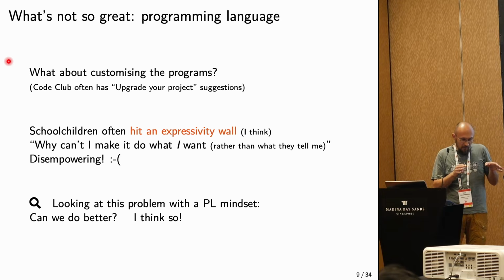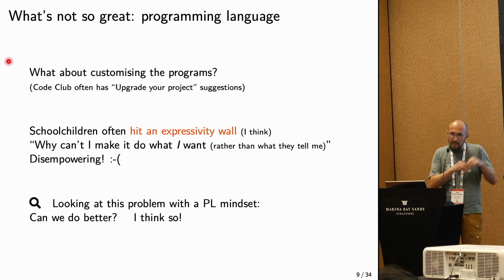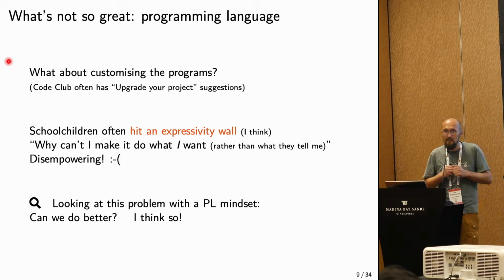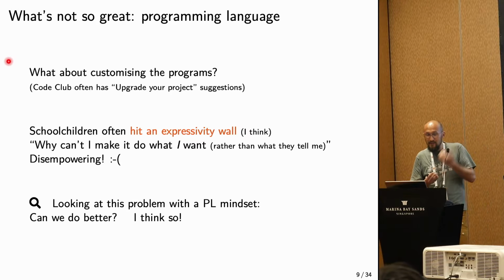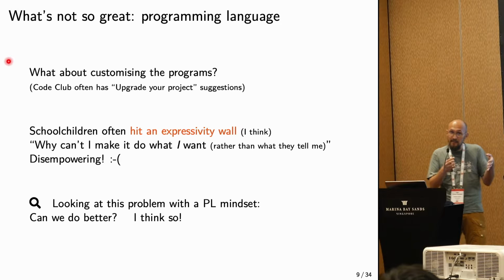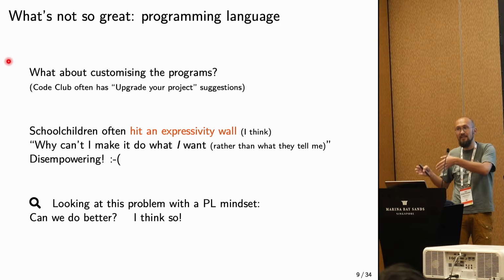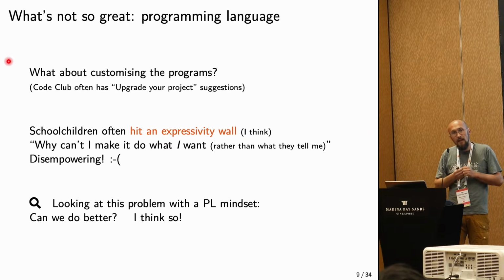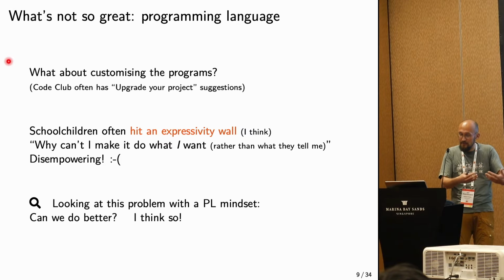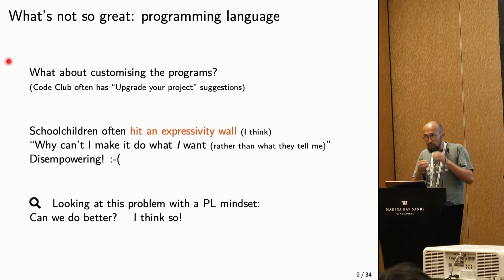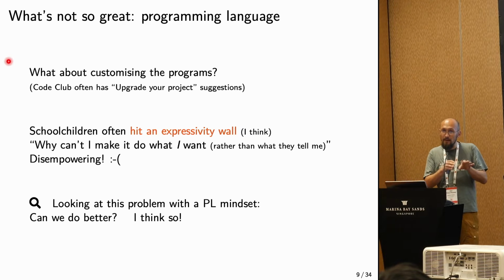But what kids often want to do is, they're like, I have my little base game, and I want to take it in this direction, not the one I've been told, but I want to tweak the mechanics somehow. And the impression I got is that often they hit a sort of expressivity wall. They have an idea of how they want to change their games, to make it do something else. And they can say it in words, they can explain it to me, who's trying to help them. But the programming language doesn't really allow them to do that.